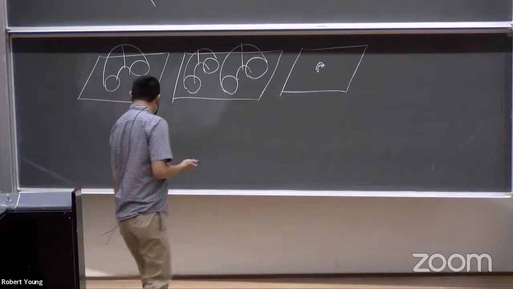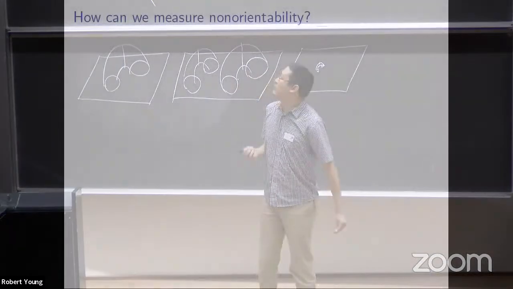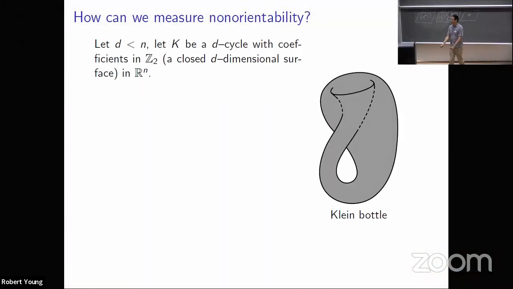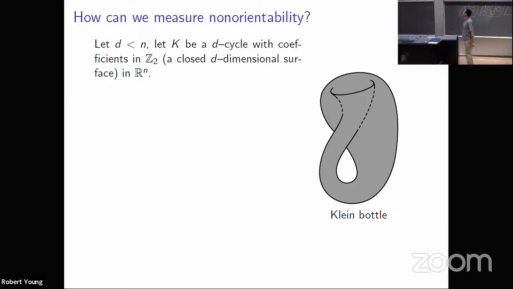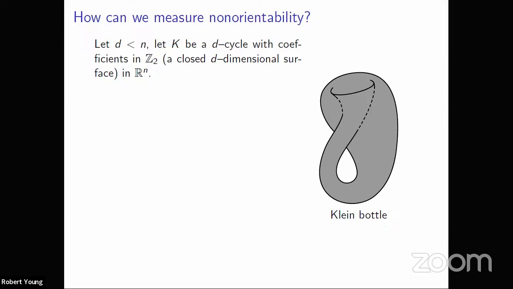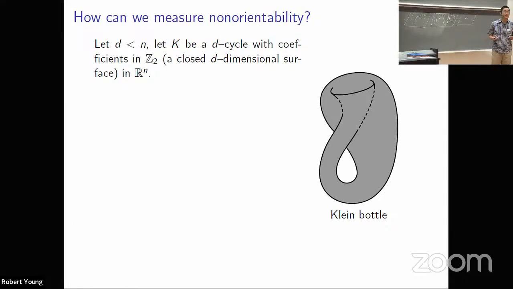One way to formalize this uses the language of chains and cycles. Let d be less than n. d is the dimension of the surface, n is the dimension of the ambient space. And let K be a d-cycle with coefficients in Z mod 2. So this is essentially the fundamental class of some possibly non-orientable d-manifold in R^n. So we have a Klein bottle there.